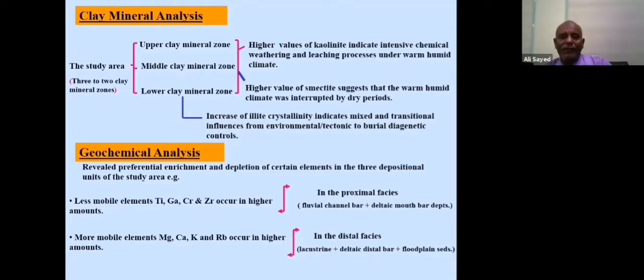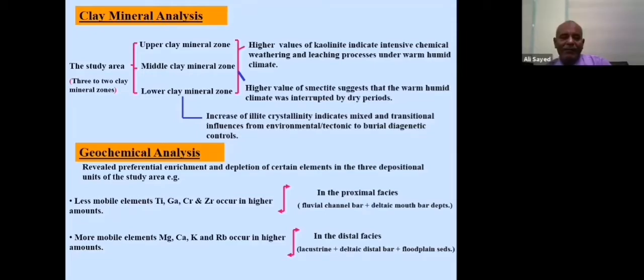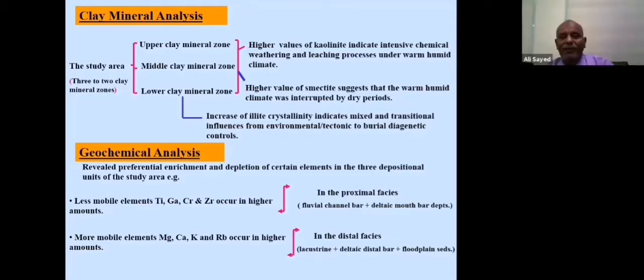Also, we did inorganic geochemistry, which revealed progressive enrichment and depletion of certain elements. We have the less mobile elements and the more mobile elements. The less mobile elements, that is titanium, gallium, chromium, and zirconium, occur in higher amounts in the proximal facies, that is in the fluvial channels as well as in the deltaic mouth part.